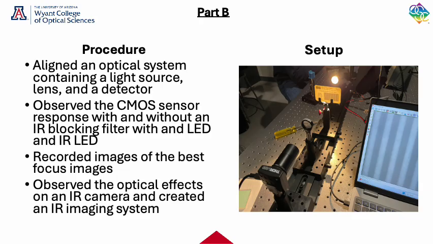For the first part of Part B, we aligned an optical system containing a light source, a lens, a detector, and a resolution target. We then inserted an IR filter and obtained another image. We then replaced the white light source with a white LED and repeated these steps and observed the resolution at the end. We next did the second part of Part B using IR imaging. The results will be shown in the next slides.